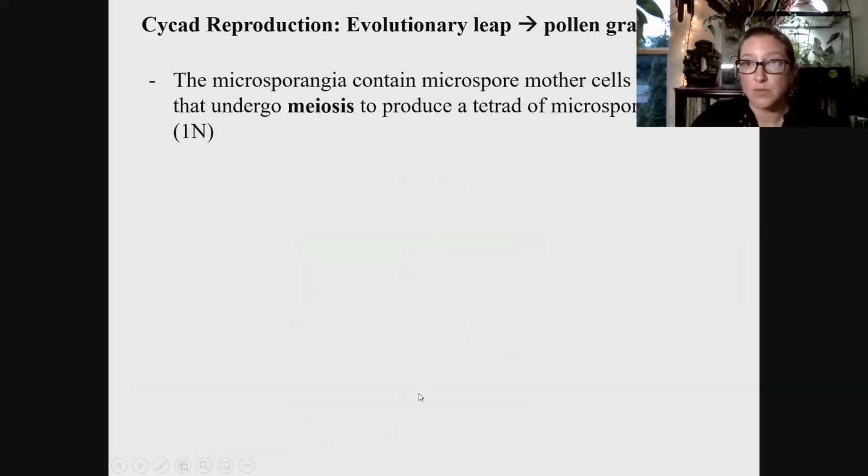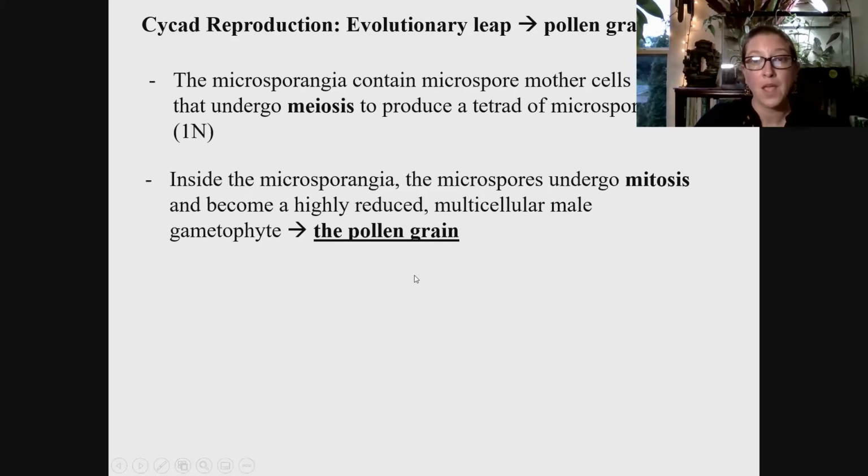And inside those microsporangia are those 2N microspore mother cells. You're in a sporangia, so in a sporangia is where meiosis occurs. In those microsporangia, you're going to have meiosis occur to produce microspores. The microspores that are made from meiosis inside of that sporangia are going to grow a little bit via mitosis and produce this male gametophyte plant, which is really, really reduced now, and we call it the pollen grain. I'll show you how that works on the slides coming up.